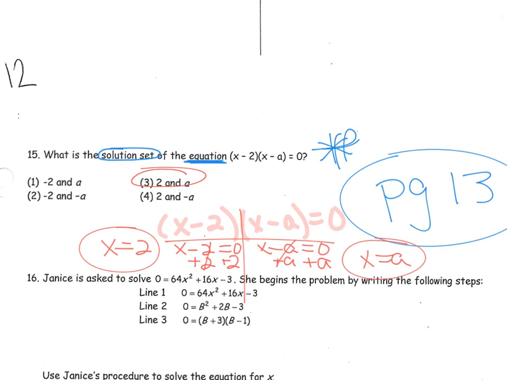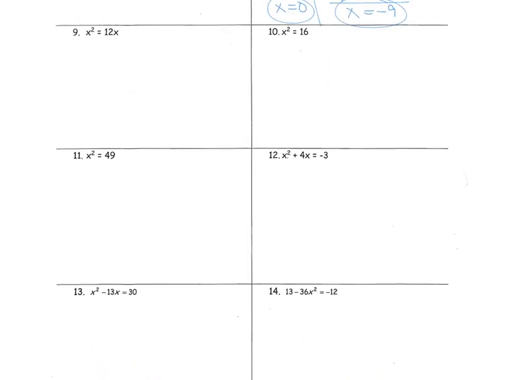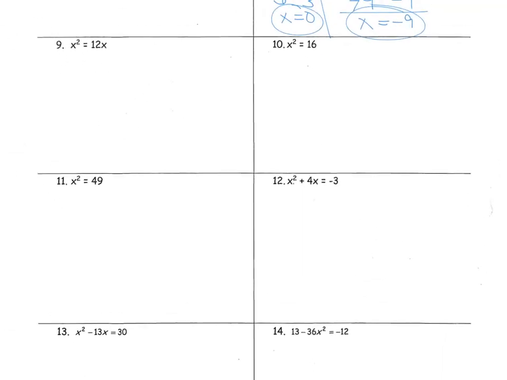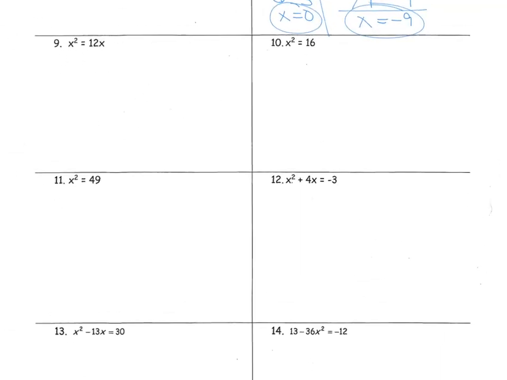Alrighty, so those of you that are still listening here, let's go back to page 12. So for page 12, I wanted to go over questions 9, 10, and question 13. Alright, so this is just extra practice for those of you that want it. And 12, sorry. So we have x squared is equal to 12x.